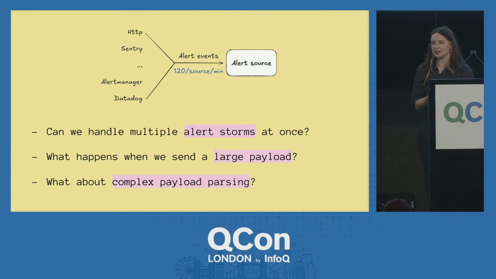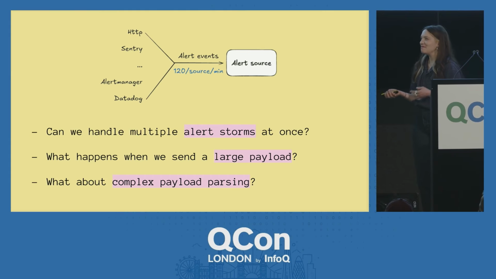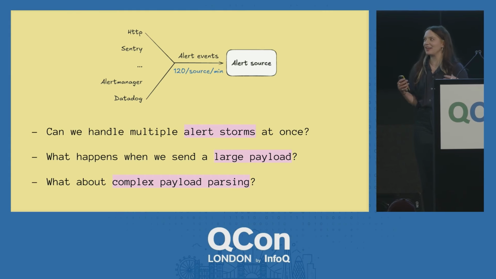For us, these were some examples. So alert storms. If some really common shared infrastructure like AWS goes down, everyone's probably having a terrible day, and many of our customers will be pouring alerts into our system. And we need to know that we can handle that and keep going.